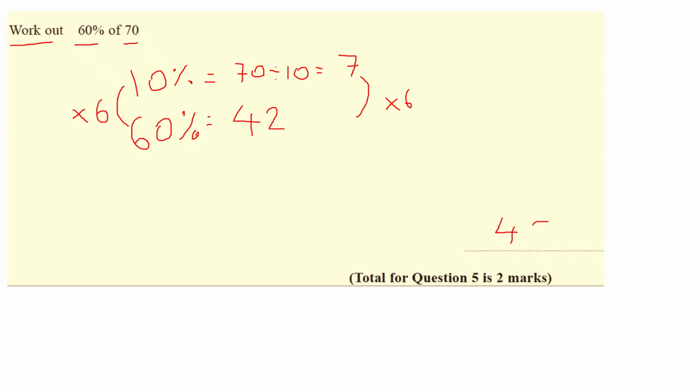And that was worth 2 marks from an Edexcel foundation tier paper looking at a percentage of an amount, a percentage of a quantity.